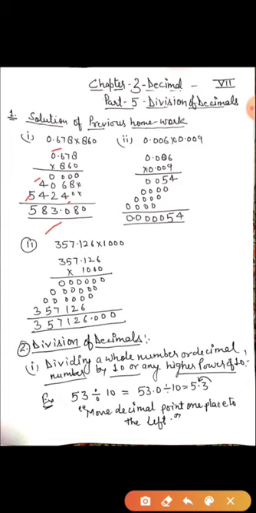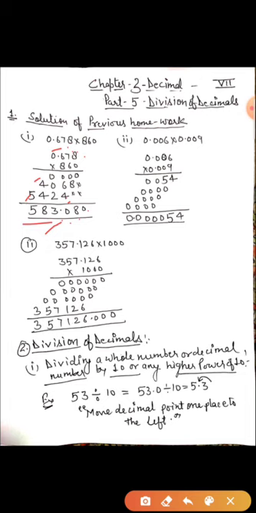Look here, where is the decimal in the multiplicand? After 3 digits. So we place the decimal after 3 digits from the right-hand side in the product: 1, 2, 3. Now we can place the decimal here, and then the answer will be 583.080.